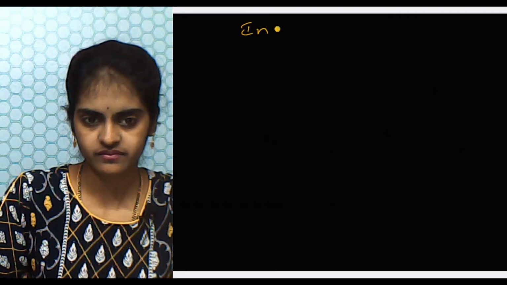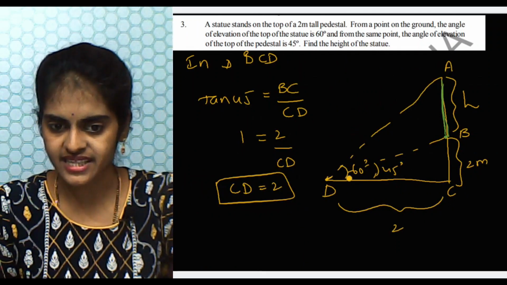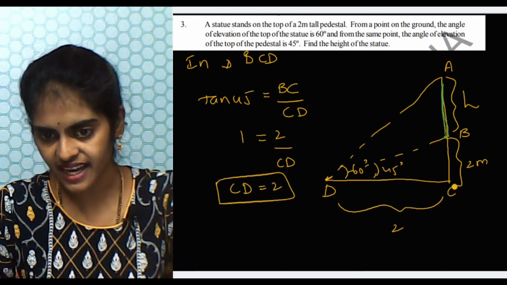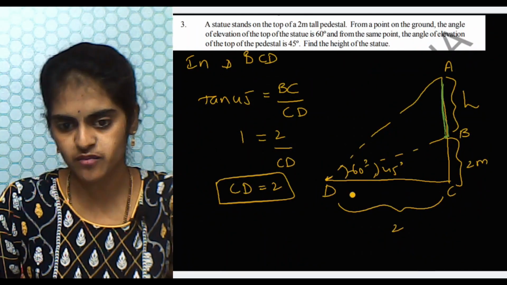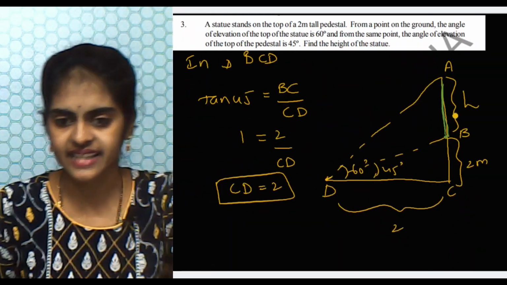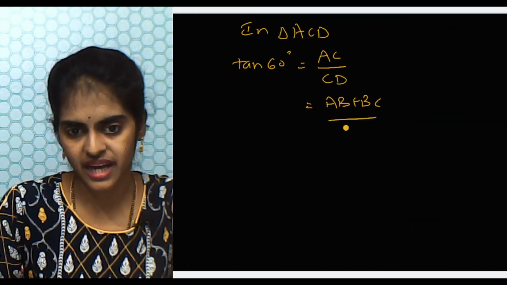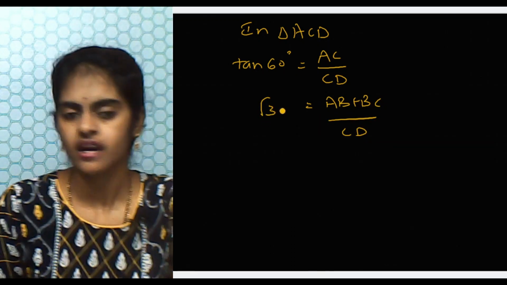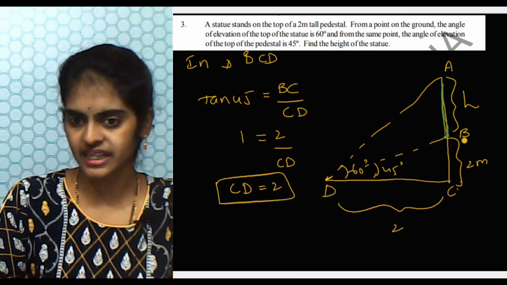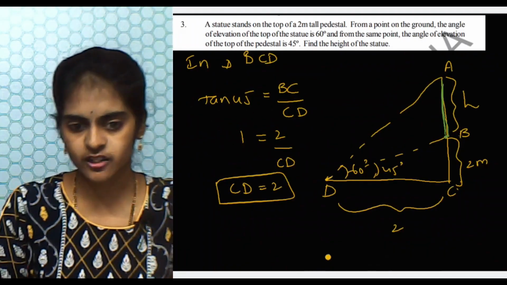Now let us take the bigger triangle ACD. In triangle ACD, let us take tan of the 60 degree angle. Tan 60 degrees is equal to the opposite side AC divided by CD. AC you can write as AB plus BC, so this is AB plus BC by CD. Tan 60 is root 3. BC is 2, and AB you don't know, so you take it as H. So it is H plus 2 divided by CD, and you just got CD as 2.